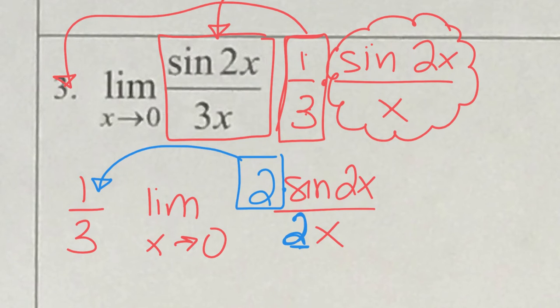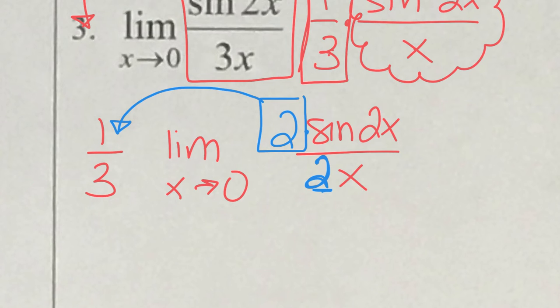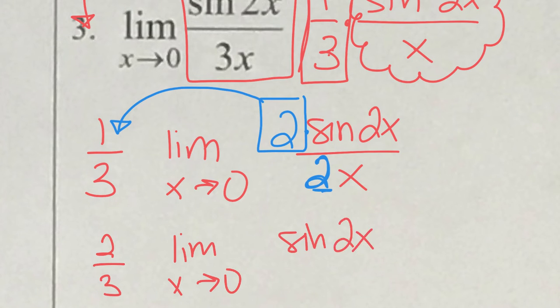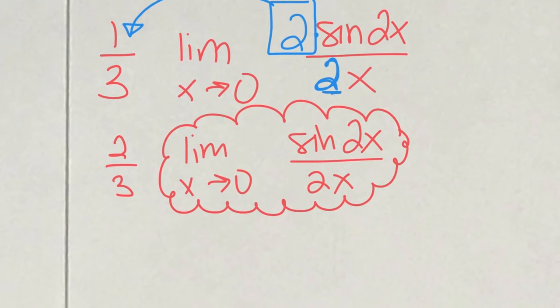Wait, hold on. Okay, you're like, this equals 1. Yep, so now we have something that is more like what we want when we're trying to use our special trig limits. So we have 2/3 times the limit as x goes to 0 of sine of 2x over 2x. And all of this, this is our special trig limit. All of that stuff equals 1.